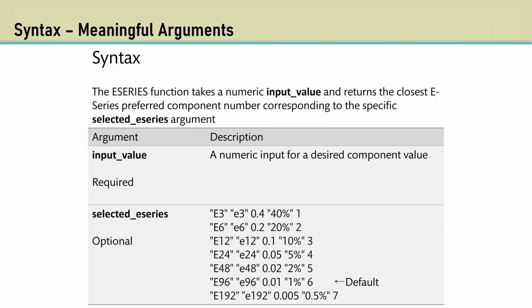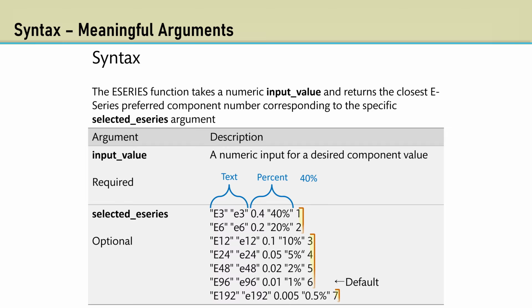This new E-series function will utilize meaningful E-series arguments: the text of the series, even if the user is too lazy to capitalize the E, also the percent tolerance associated with the series. An input of the number 0.4 formatted to percent like this can be used as an argument. Also, a text version of 40% will be interpreted as the E3 series.